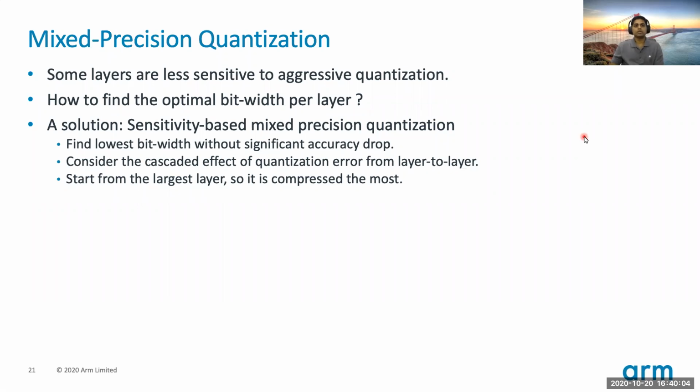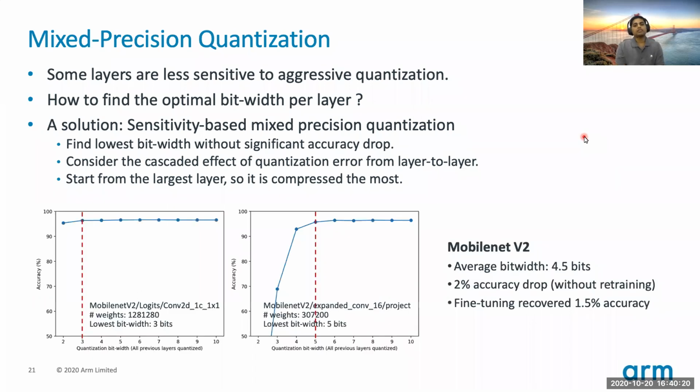But the order in which we choose the layers impacts the total accuracy and also the model size. So a solution is to sort the layers in decreasing order of size, or number of parameters. We start from the largest layer, so it is compressed the most, and then keep going down. With this method, for MobileNet V2, we were able to get down to 3 bits in some layers, giving an average bit width of 4.5 bits for the entire model. Before fine tuning, the accuracy drop is 2%, out of which 1.5% is recovered after fine tuning.